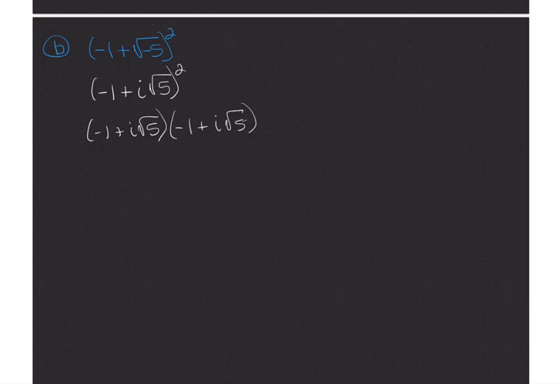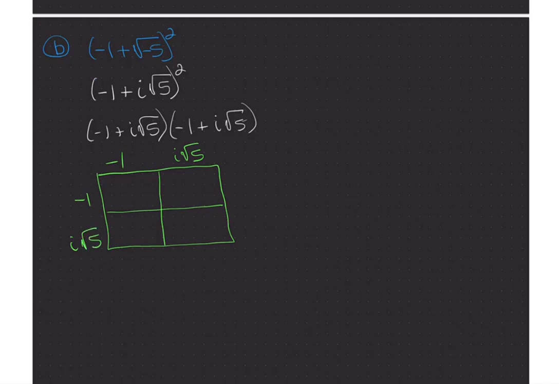So once we get to this point, you can either use the FOIL/distribution method, or we can use the area model. And I'm just going to go ahead and use the area model. So we got a nice little box. And then I'm going to go with -1, i times the square root of 5, and then -1, i square root of 5.